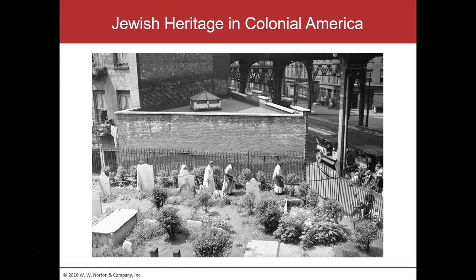Okay, so this is a 17th century Jewish cemetery in New York City. And if you can see, there are cars there, so this picture is a photograph. It is not from the 17th century. This is just the remnants of it.